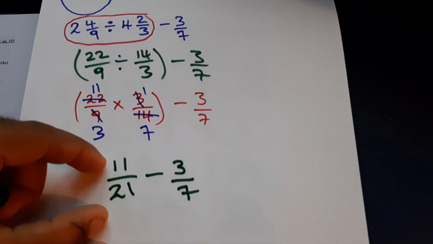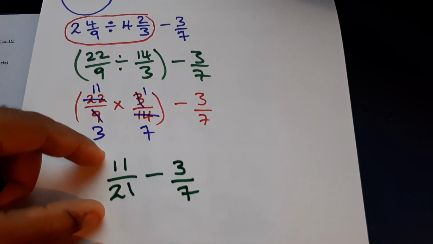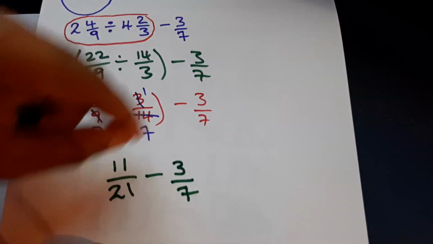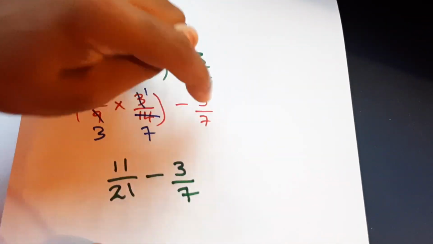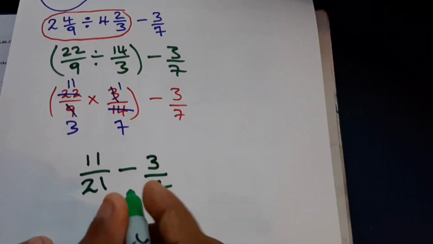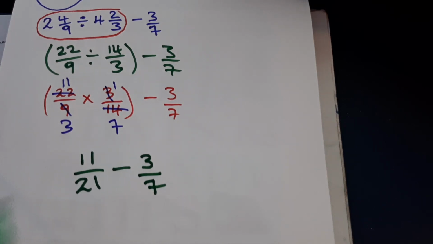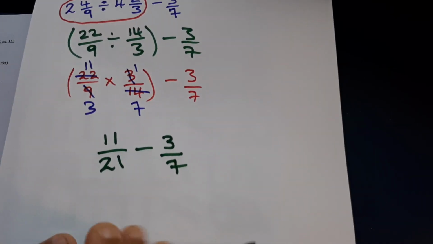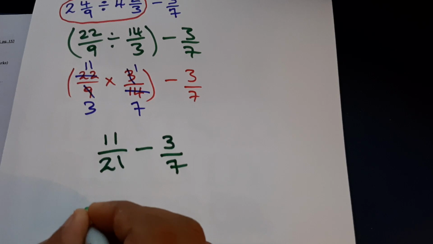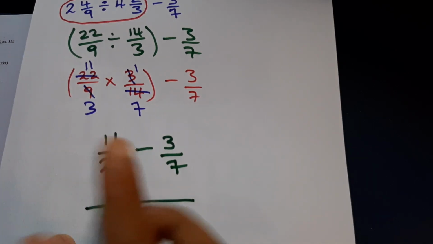So this is the answer that we got for the bracket section. So I can just remove my bracket and put down the 3 over 7. So this is what we are left with. This is what we are going to work, that would give us our final answer. Now, what's the LCM? Because we're subtracting. The LCM is 21.